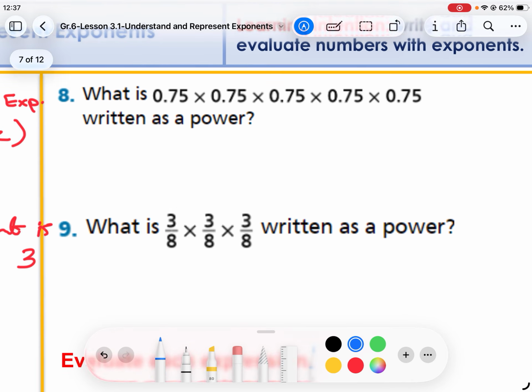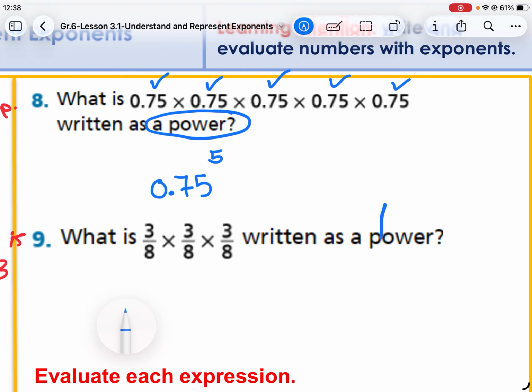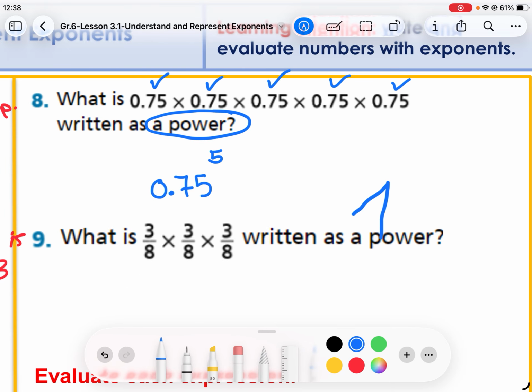Okay. Let's move on to question number 8. Okay, number 8 here, they're asking you to write it as a power. A power means they want from you a base and an exponent. You guys, we can tell that the base is very clear. What number is being multiplied by itself? It's 0.75. Okay, and what's the exponent? How many times? Let's count. 1, 2, 3, 4, 5. So it's 0.75 to the power of 5. That's your power.